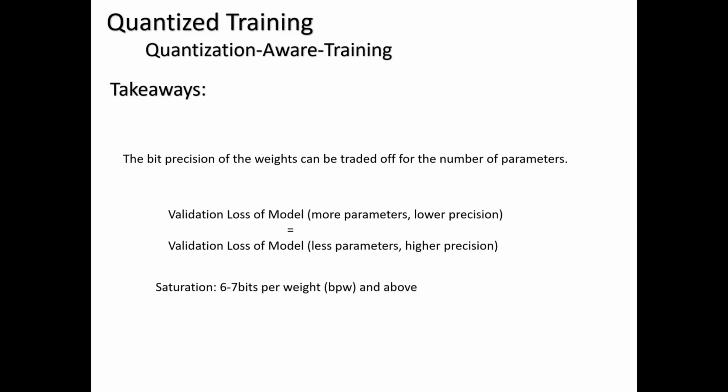However, this trade-off stops when the precision saturates, which is around 6 or 7 bits per weight. When the precision reaches 6 or 7 bits, if you increase the bits per weight further and reduce the number of parameters, you can't get a model with the same validation loss. So that means the model will perform worse if you go that way further.